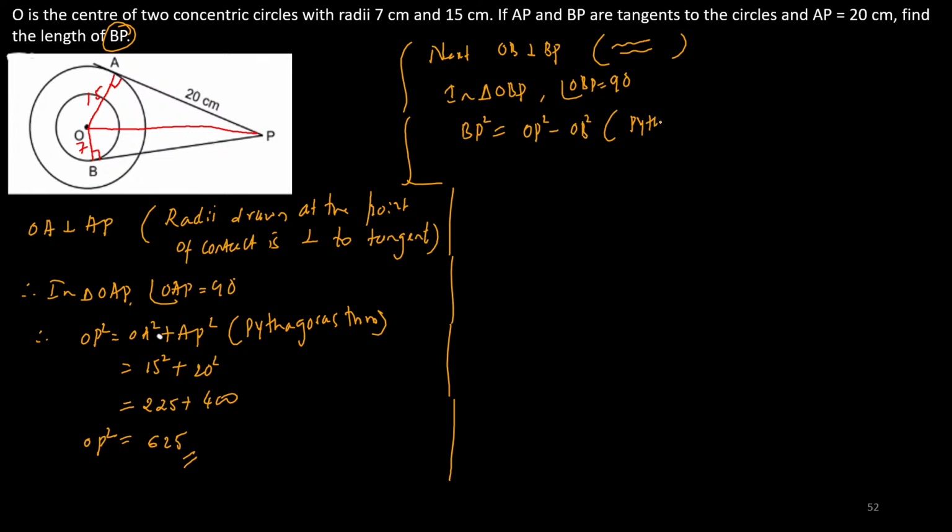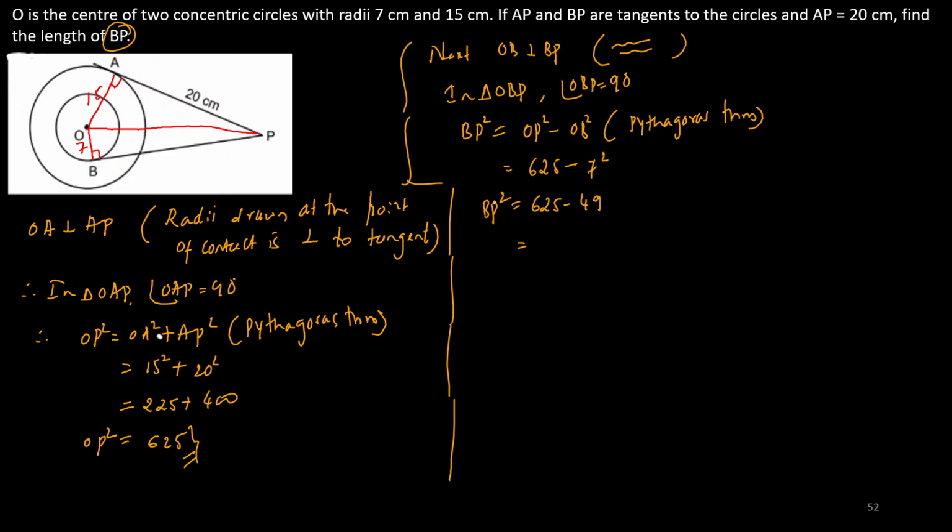This is again by Pythagoras theorem. So OP square, OP is how much? I'm supposed to find out BP. So OP square is, here I have found out, nothing but 625 minus OB square, that is the radius of the smaller circle. So 625 minus 49 I get. Clear, children? That is nothing but BP square.